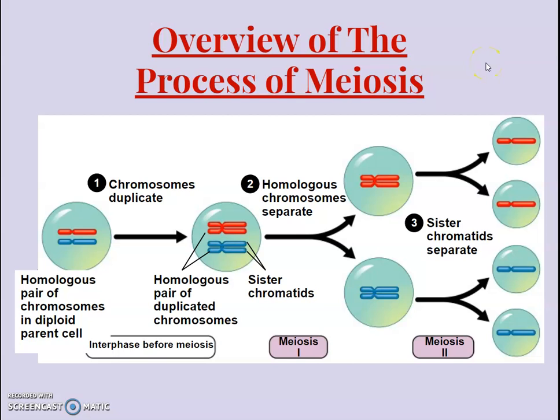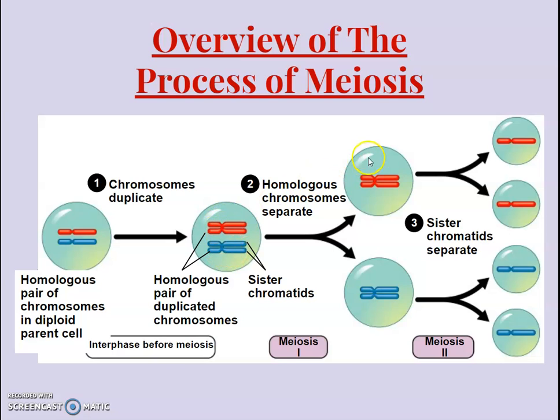So let's overview meiosis. Let's see what it looks like. First we have our parent cells here, which have a full set of DNA. That full set of DNA is going to be duplicated, just like before mitosis. It needs to duplicate. So it's going to duplicate, then you're going to have what we call homologous chromosomes, or chromosomes that are homologous to one another, identical.